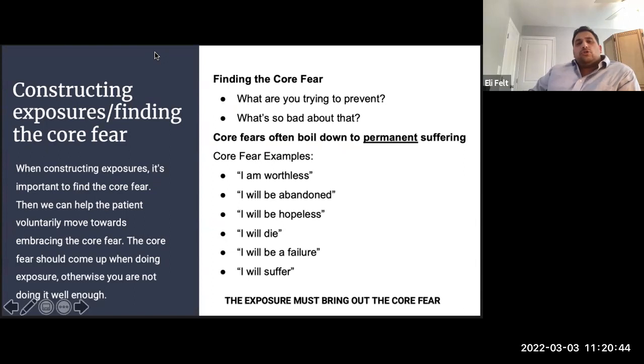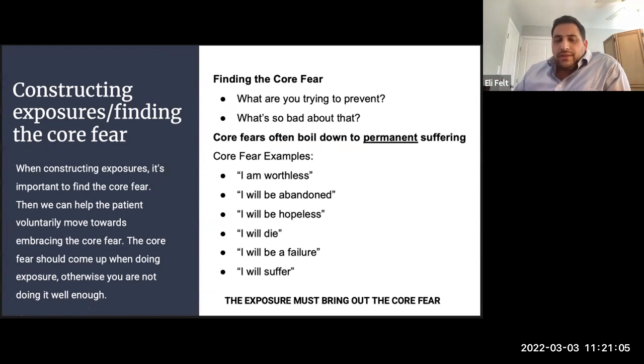So when we talk about constructing the exposures, it's very important to find what we call the core fear. So you'll have something that presents as a regular fear. We could take any of the patients that we discussed, but let's take Sam, right? He's afraid that he goes to the bathroom a lot of times and he makes sure that he showers every time. So we want to figure out, okay, what is the thing behind all of this, right?